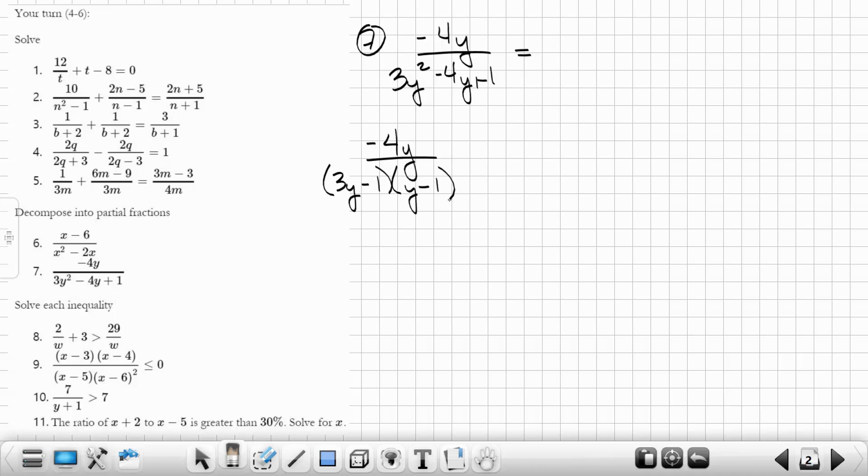Because 3y times y is 3y squared. Minus 3y minus y gives me my -4y. -1 times -1 gives me my +1. So it's going to be equal to a over 3y minus 1 plus some number b over y minus 1. And Lucas, if you get good at factoring, you'll be able to factor it like this and skip to the -4y equals, because I'm about to multiply both sides by this. One thing cancels, one thing stays, one thing cancels, one thing stays, and once you see that pattern, you just go with it.